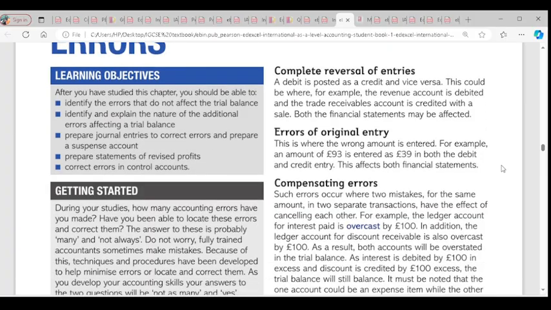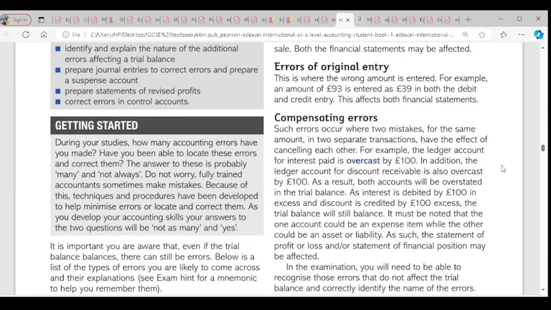Then we have complete reversal of entries. For complete reversal of entry, this means a debit is posted as a credit and vice versa. So you posted a debit entry as a credit entry and a credit entry as a debit entry. The transaction will still balance. That is about complete reversal of entries. Then we have errors of original entry. For errors of original entry, that means a wrong amount was entered at the initial stage. Because the wrong amount is entered at the initial stage, the trial balance will still balance because you continue using the same value or figure for your transaction, so it will still balance.